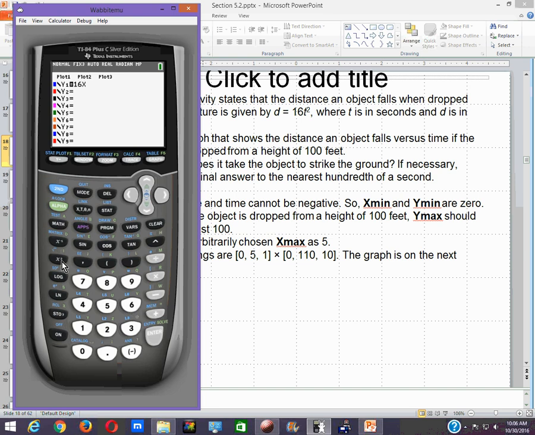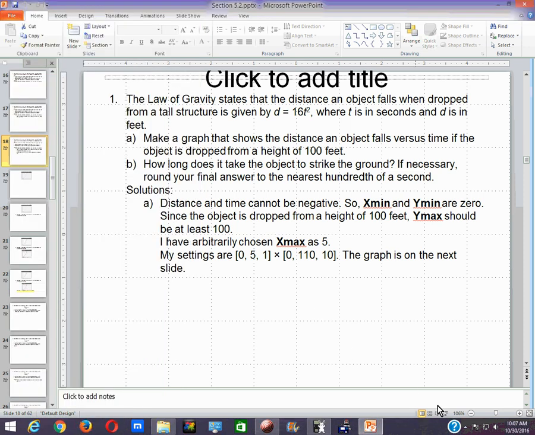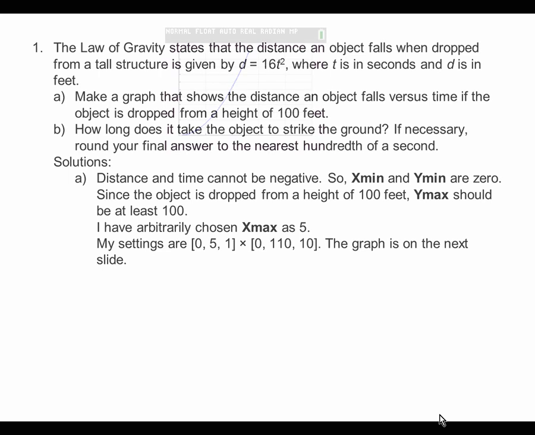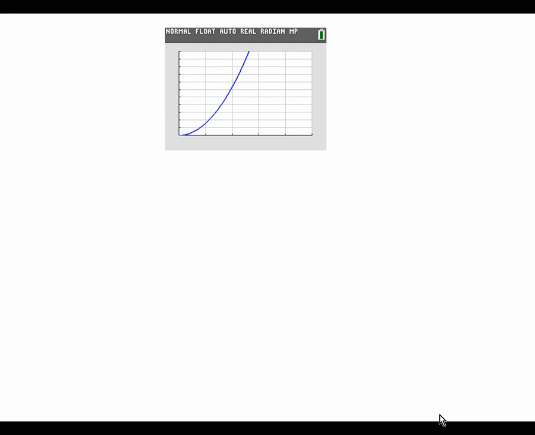16x squared. Before we do this, I've got to make sure my stat plots are turned off, otherwise I'll get an error statement. So second, stat plot. They're all off, but just to be safe, 4, enter. Now they're definitely off. Then graph. So there's our graph, there it is on the calculator screen.